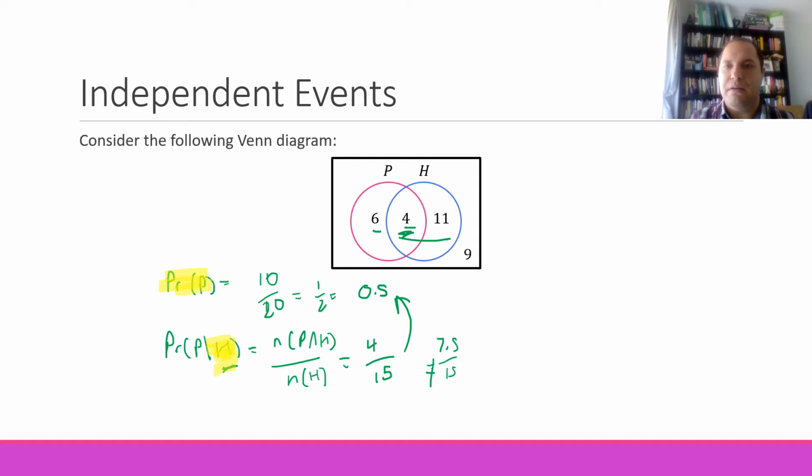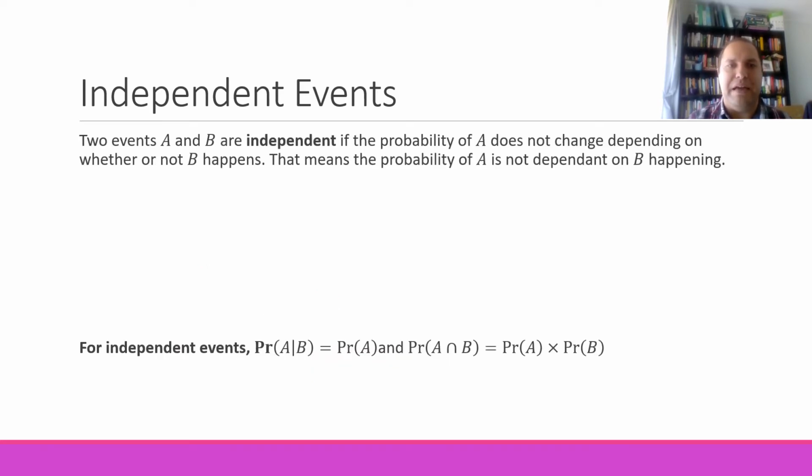All right. Okay, so two events A and B are independent if the probability of A does not change depending on whether or not B happens. Now this means the probability of A is not dependent on B. Now what does this actually look like? So let's consider our formula for conditional probability.